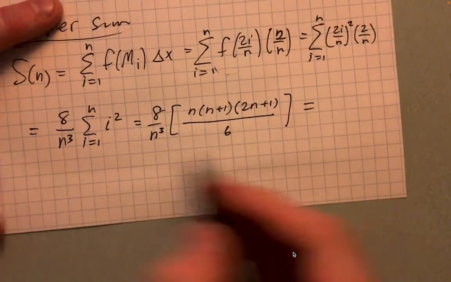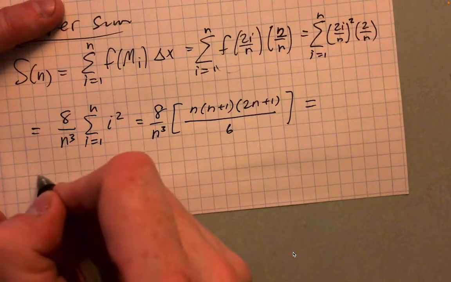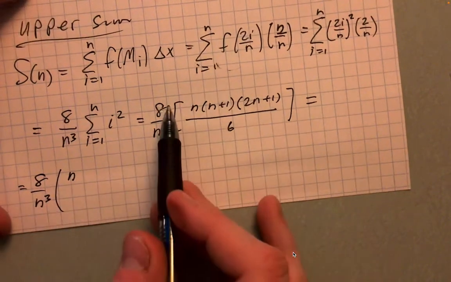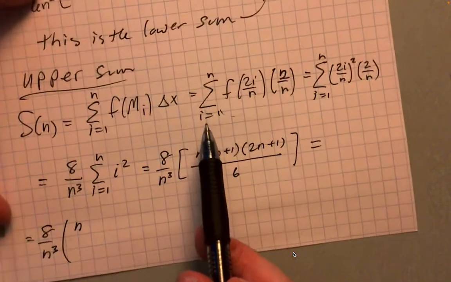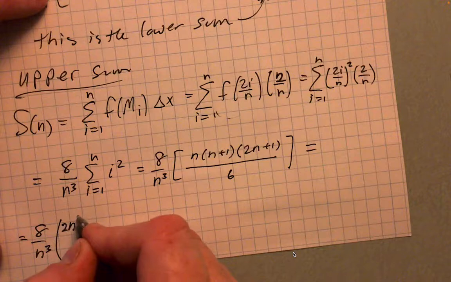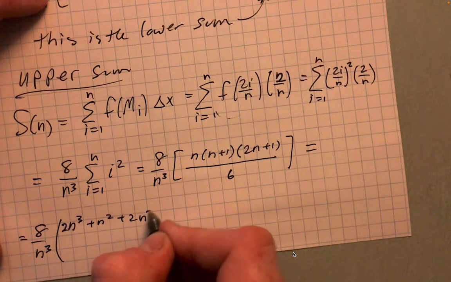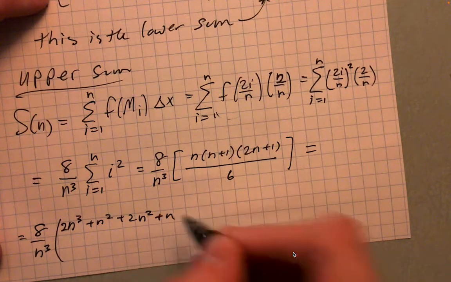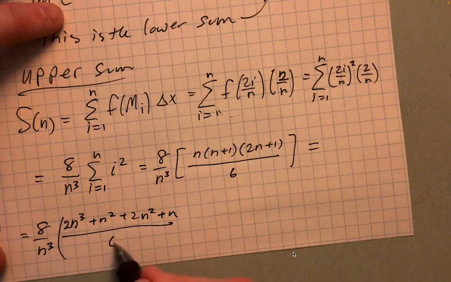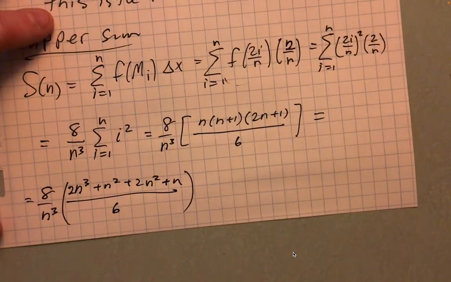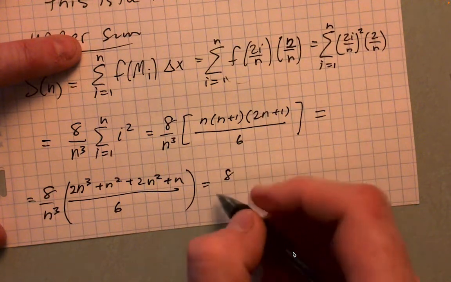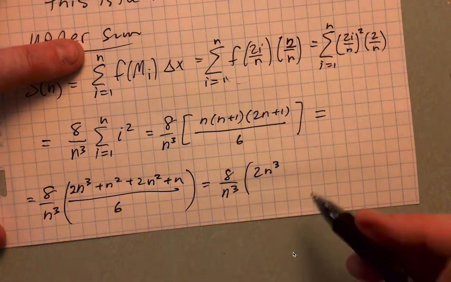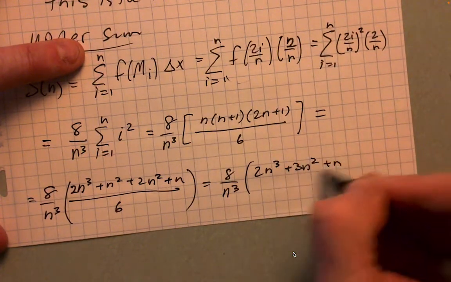And we can simplify this similar to before. So 8 over n cubed, and then we get, let's see, I can look up above and see what this amounted to. So you should get 2n cubed plus n squared plus 2n squared plus n all over 6, like so. And then obviously you can combine some terms here, and you get 2n cubed plus 3n squared plus n all over 6.